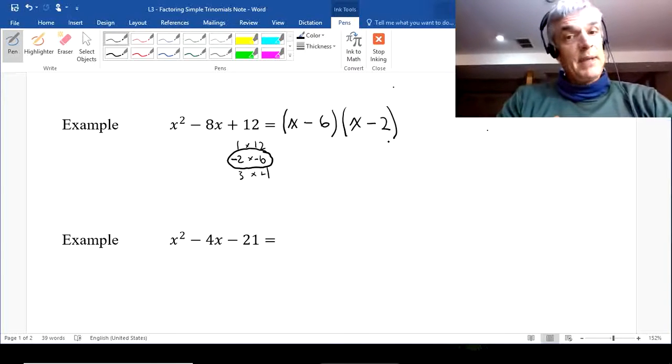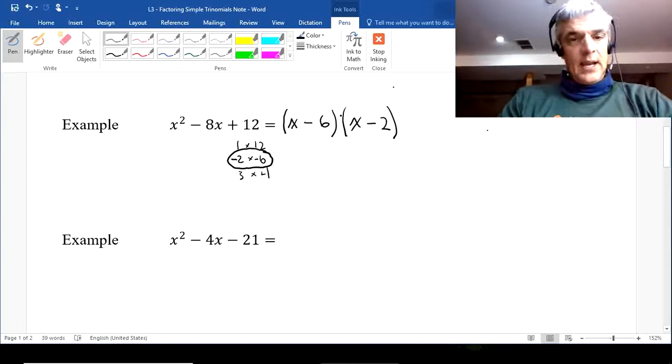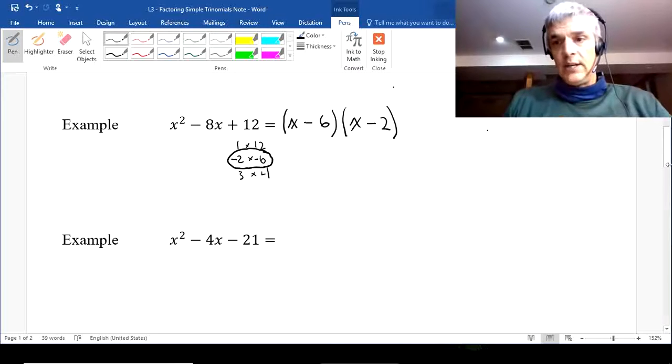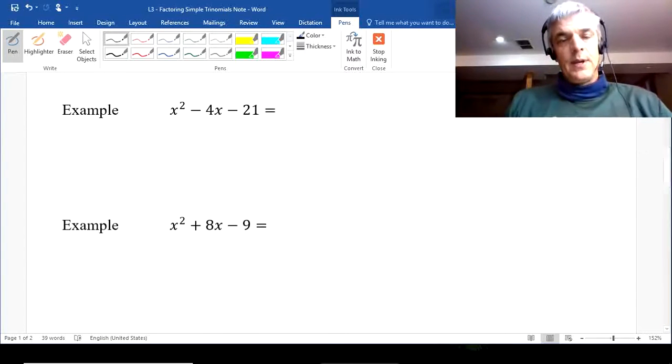Basically, factoring it makes it into a multiplication question. x minus 6 is multiplied by x minus 2. Those are two binomials, and we've turned it into a multiplication question. Okay, so now we'll move on and do another one, just a little different. I thought I'd change up the numbers slightly for you and show you this one.